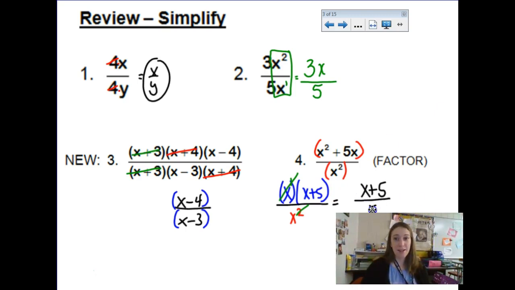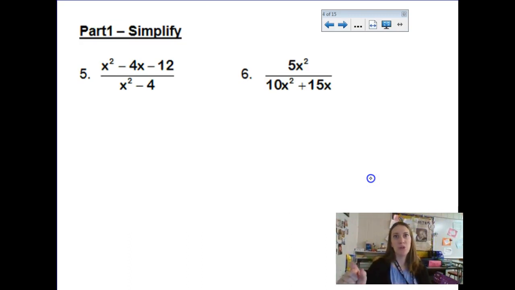So again, these x's do not cancel. There's not an x in the numerator. There's an x plus 5 over an x. That's your simplified answer. And that's probably the hardest part of today, to remember what cancels and what doesn't. So you're going to see me put polynomials, things that have addition or subtraction signs, in a group of parentheses, so that way we don't have that incorrect urge to cross-cancel things.